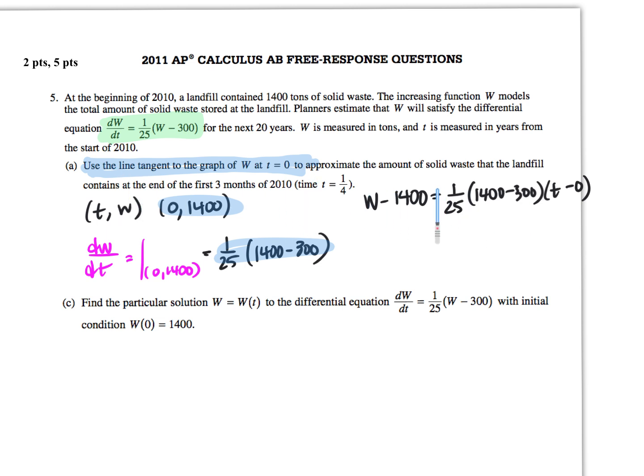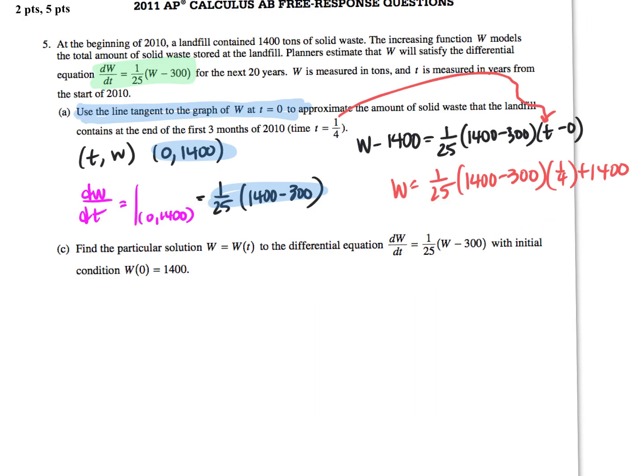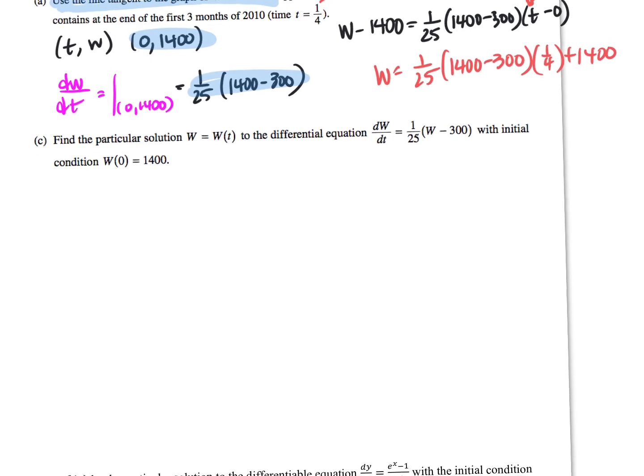They said use that tangent line. We just did that. We just got a point to approximate the amount of solid waste at the end of the first 3 months, or when t is 1/4. You guys, we plug in that 1/4, and what do we do with that W? Get it by itself. W equals 1/25, 1400 minus 300, 1/4 is my t, and I'm going to add 1400 over there. This is it. Let's make this our last question of the day, people.